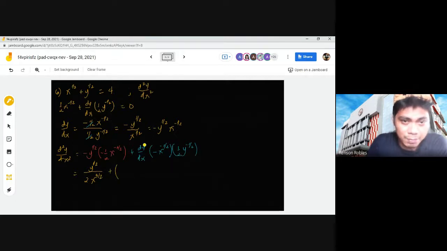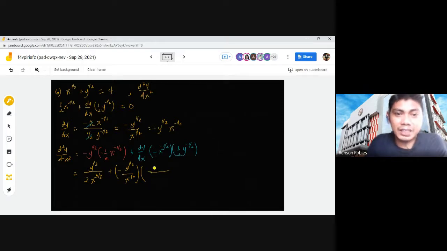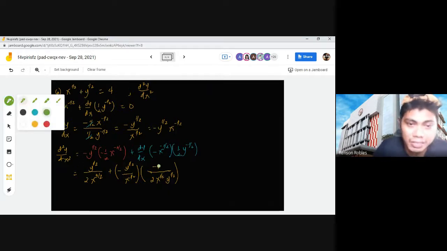Plus, you can now replace dy/dx by negative y raised to 1/2 all over x raised to 1/2. Then times, write this as one fraction. Negative 1. Then 2 in the denominator. This is x raised to negative half, bring it to the denominator. This is y raised to negative 1/2, bring it to the denominator. Close. And then you can now simplify. Observe this y raised to 1/2 and y raised to 1/2. Okay? And then you only have y raised to 1/2 all over 2, x raised to 3/2.